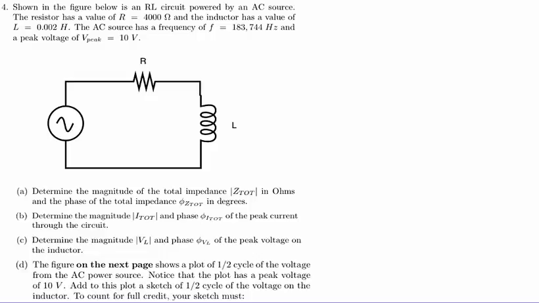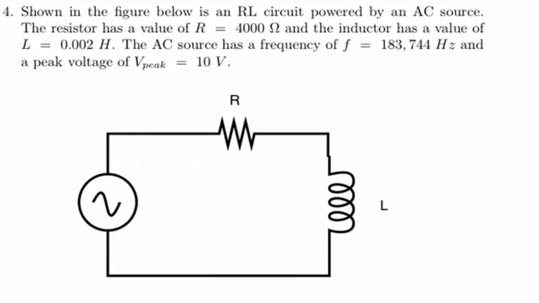Shown in the figure below is an RL circuit powered by an AC source. The resistor has a value of 4,000 ohms. The inductor has a value of 2 millihenries. The AC source has a frequency of 183 kilohertz and a peak voltage of 10 volts.